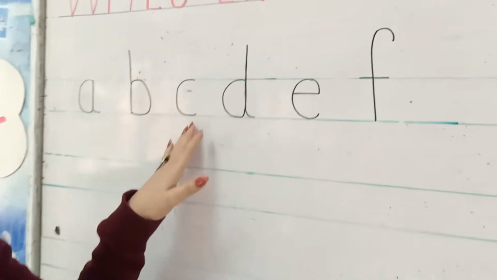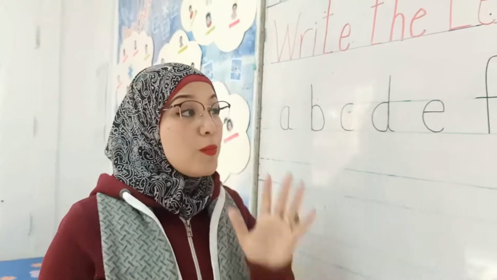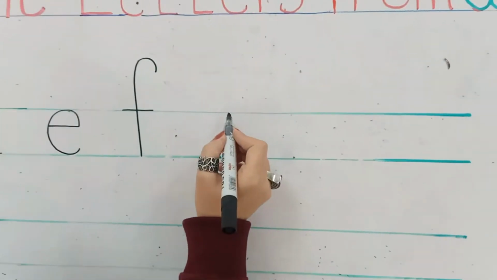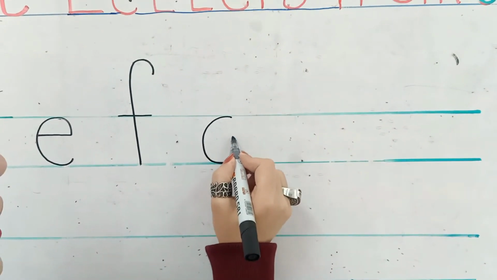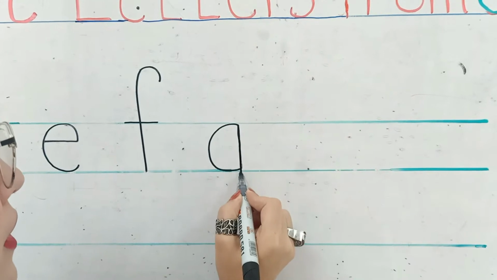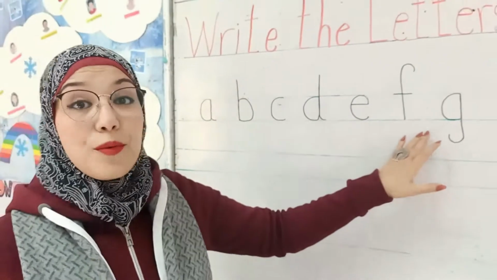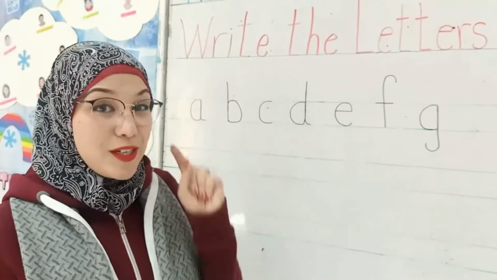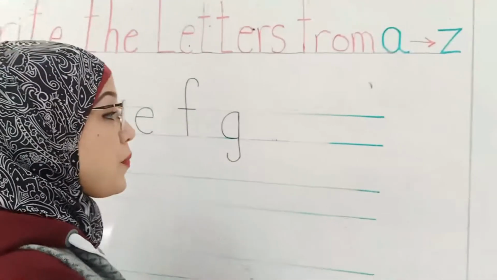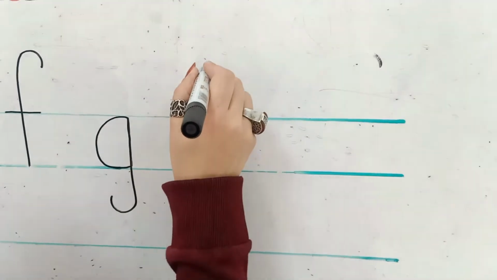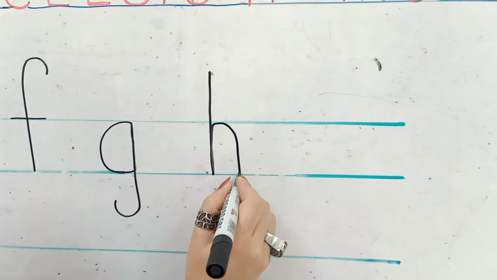A, B, K, D, E, F, G. Super, G. How to write letter G? Starting point, half a circle, up in a short stick and down in an umbrella stick. What comes after G, KG1? Super. H. How to write letter H? Starting point, down in a long stick, up and down in a bridge.